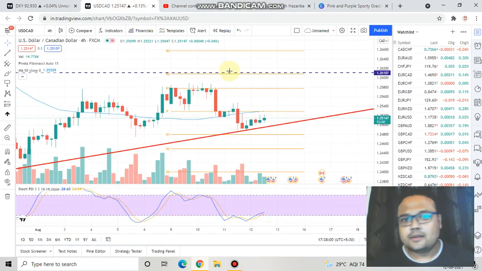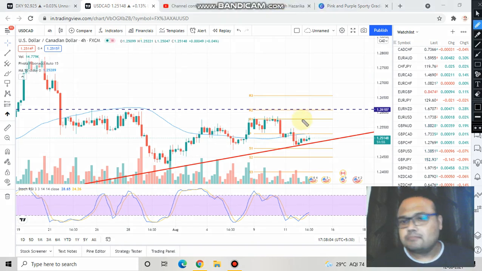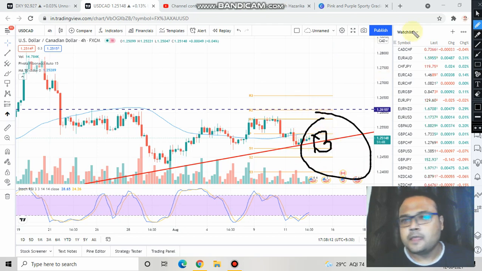Anyways, so what I'm saying is that though market is standing here, but still market does not have the strength here. So definitely not a buy call here. Definitely not a buy call for me here.